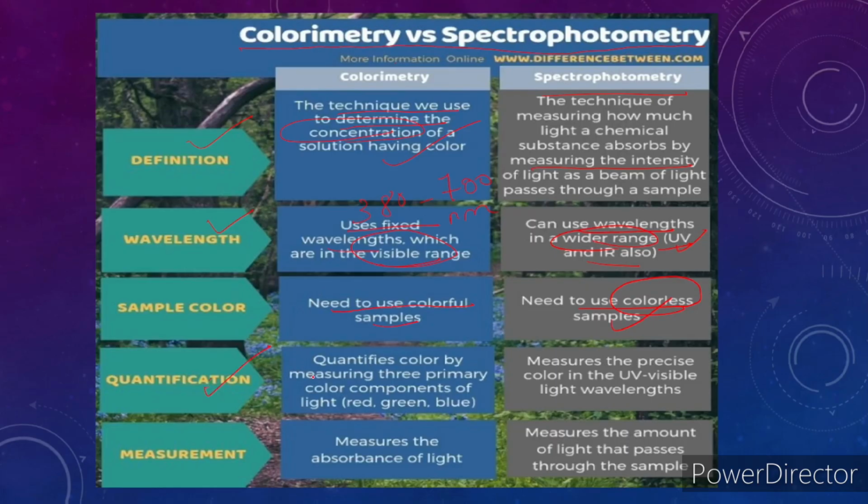Quantification means measurement. Colorimetry measures three primary color components of light. They are red, green and blue. Spectrophotometry measures the precise color in the UV visible light wavelengths. What is measured? It measures the absorbance of light. What is absorbance? The quantity of light that is absorbed by the solution.